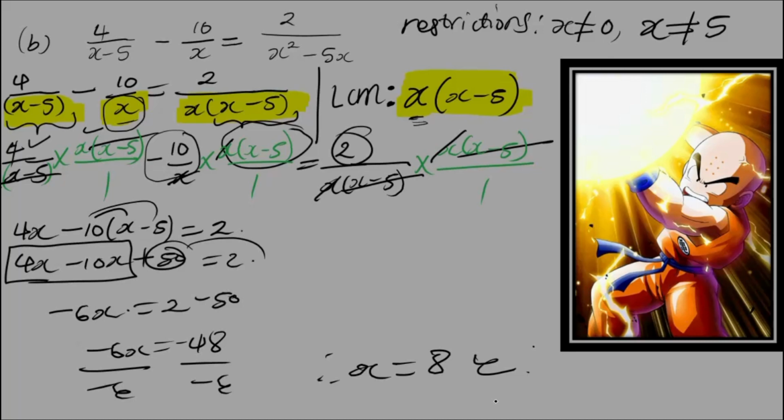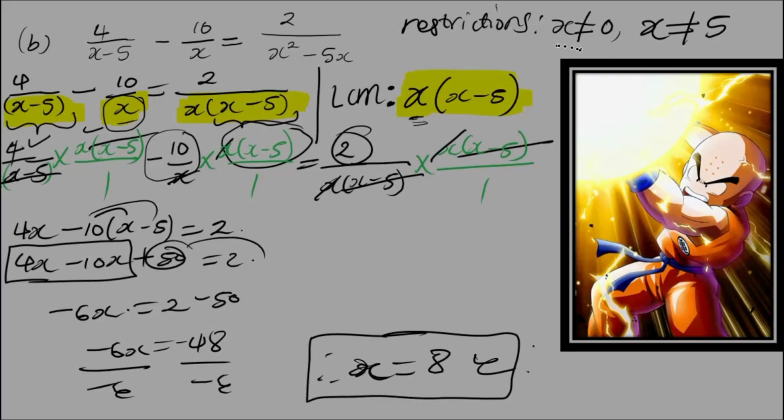Is that fair? So the positive 8 now, does it violate our restrictions? No. x being positive 8 doesn't violate this restriction or this restriction. So we are all set there. Everything is perfect. Hope that's proper. Now let's move on to the next one. I don't want to make this video short. I know I talk too much sometimes.